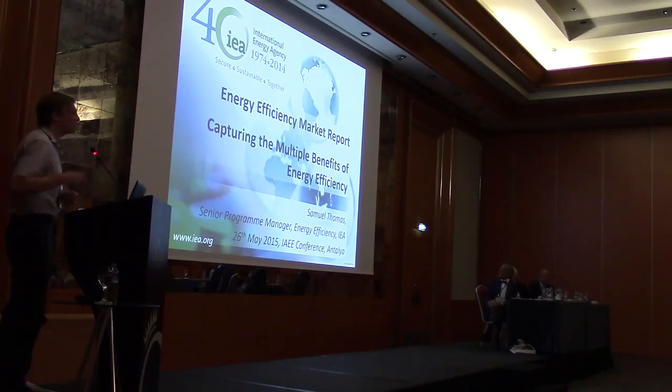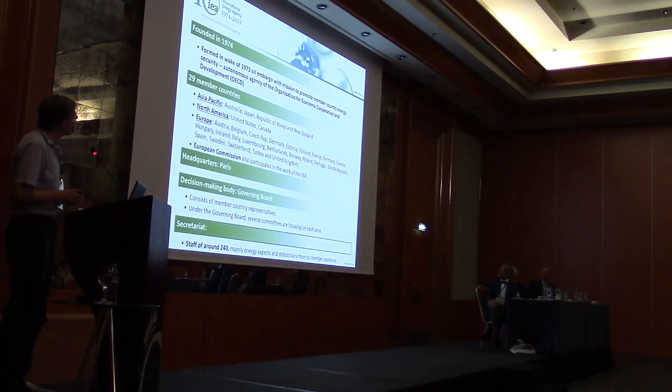So, just before I get going, a brief introduction to the agency. We have 29 member countries, a lot of them are in Europe, because there are small countries there, but also we have the US, Canada, Australia, New Zealand, Japan, Korea, and the European Commission also gets involved in our work. We're headquartered in Paris. We have a governing board that agrees our program of work, and our secretariat will be headed up from September by a Turk, Fatih Birol, who's currently our chief economist, but is about to become our executive director. Founded in 1974, as Jim said, the real trigger for the founding of the agency was the oil crisis in the preceding year.